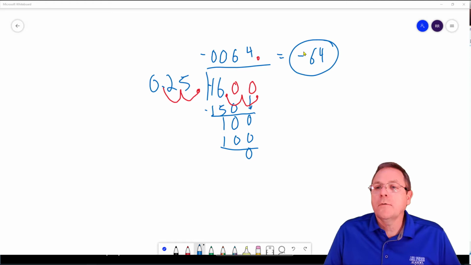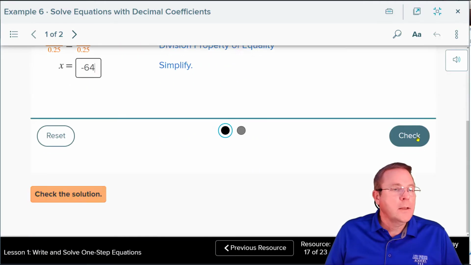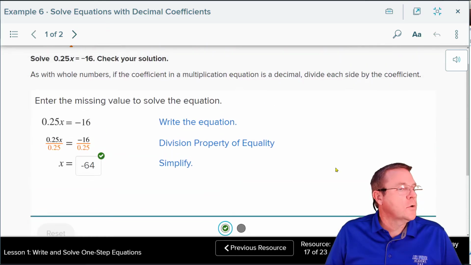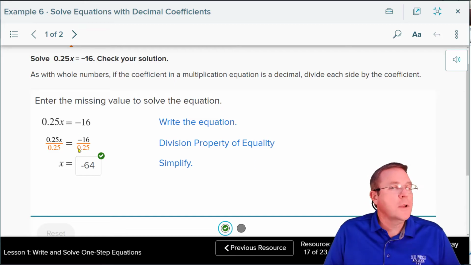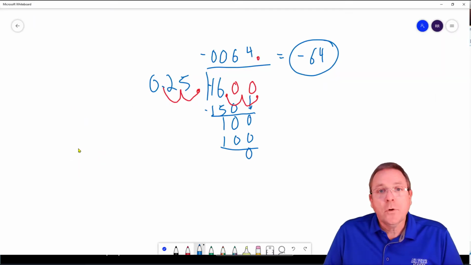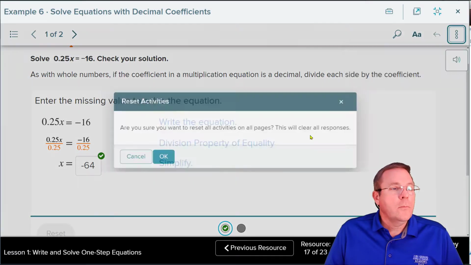We're going to come back over here, type our negative 64 in right there, and hit check, and we are good. Easy math. Anybody can do this stuff. You just got to take the time to do the algebraic work, and when needed, the grunt work that goes with it as well. Now it's going to be your turn to work a problem on your own.